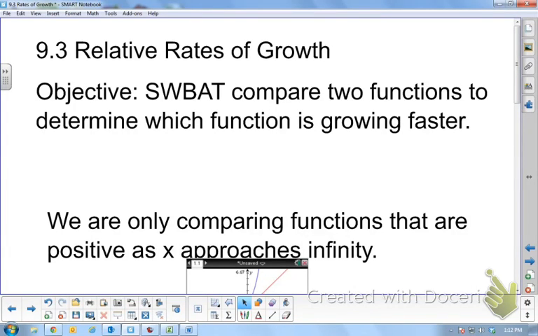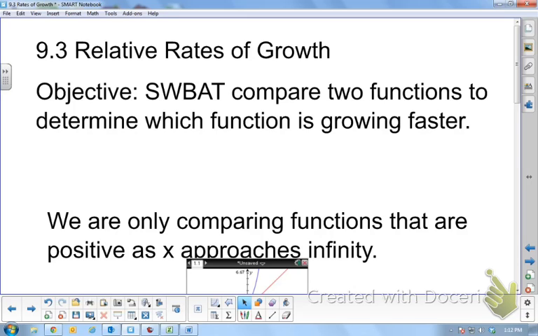So our goal today is to compare two functions to determine which function is growing faster. And we're going to be using limits to do that. This chapter 9 is all about limits, and the next section is indefinite integrals, where we have to do limits with our integrals. So we will be using limits to compare our two functions.